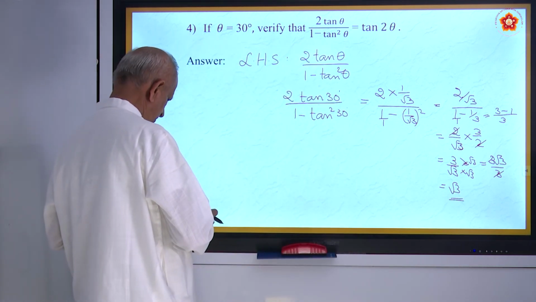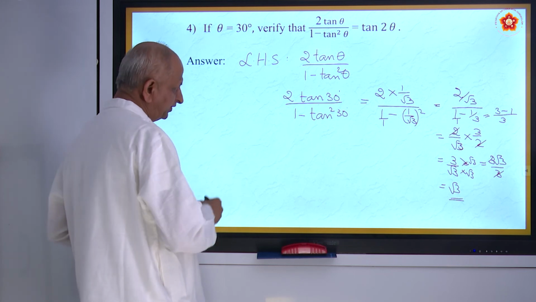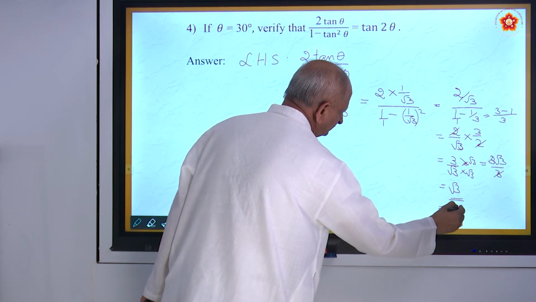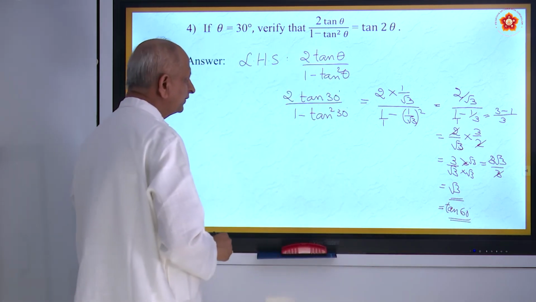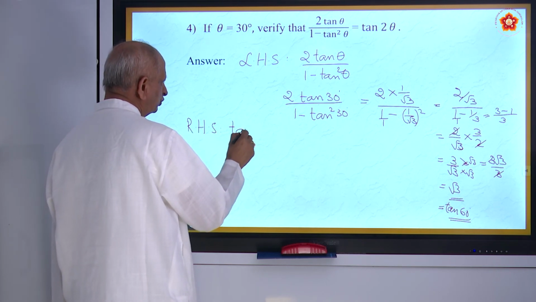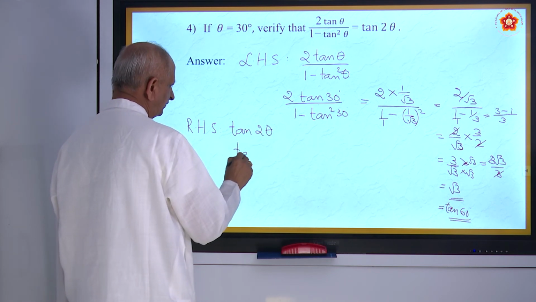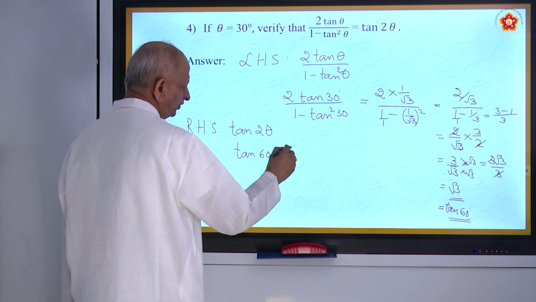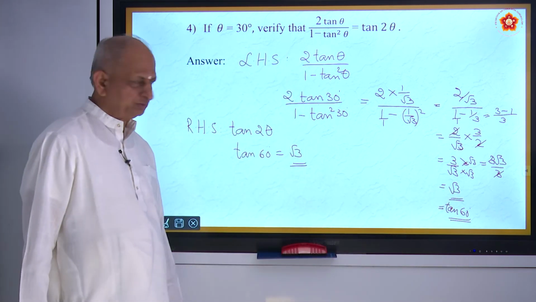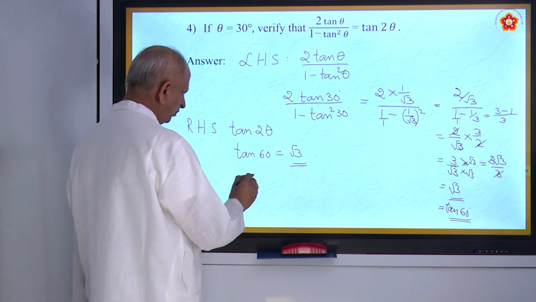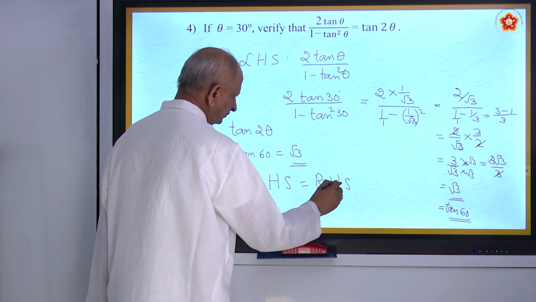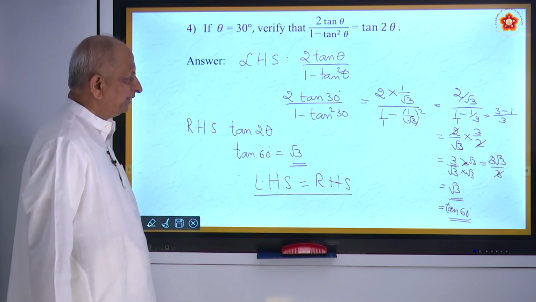And when you get root 3 in tan, 60, that is equal to tan 60. And the right hand side says tan of 2 theta, that is tan of 60. That is root 3. So the left hand side is also root 3, the right hand side is also root 3. So shall we agree that the left hand side is equal to the right hand side? So what is given is true.